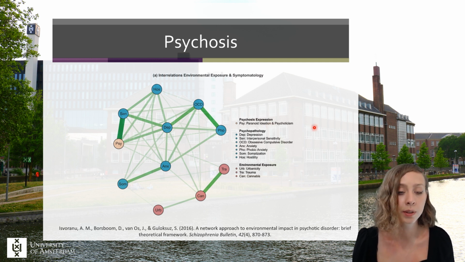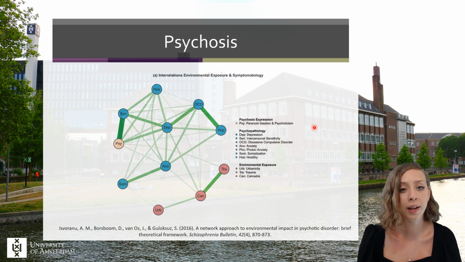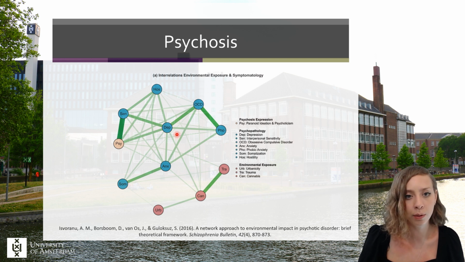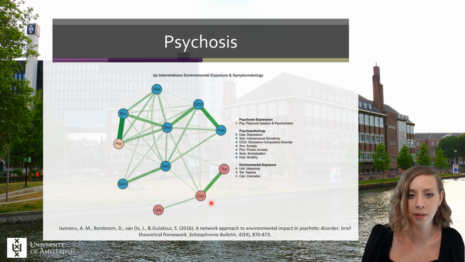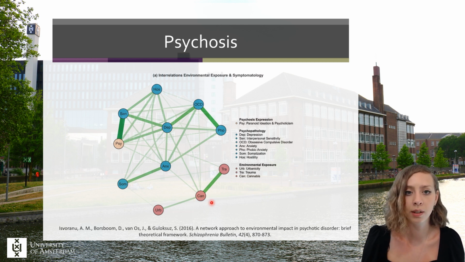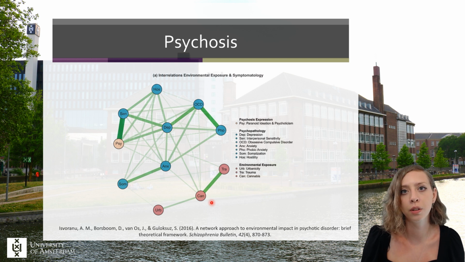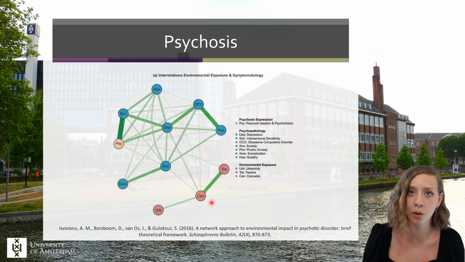And what we saw was that risk factors seem to relate to symptoms differently. So trauma is associated with psychosis expression, while cannabis use was mostly associated with anxiety and depression, and urbanicity was mostly associated with cannabis use. So this is another way in which we can use these tools and network models to look also at associations between environmental exposure and symptomatology.